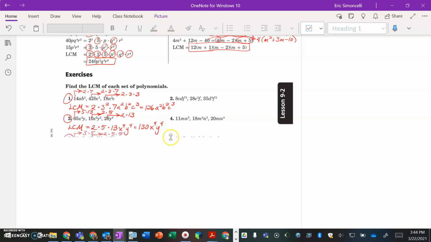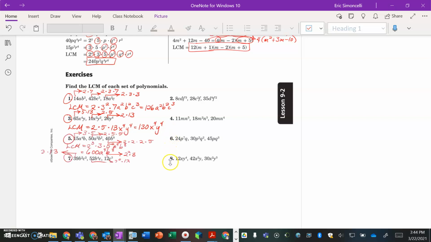So I'm going to go ahead and scroll down. I do ask that you take a look at number 5 and number 7 on your own. Let's take a look at number 11.